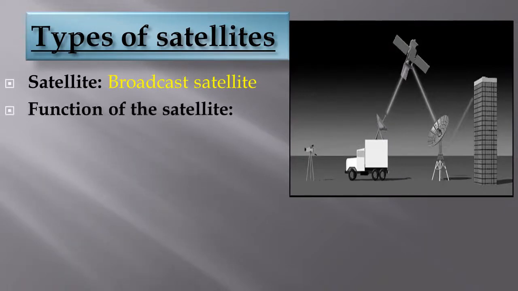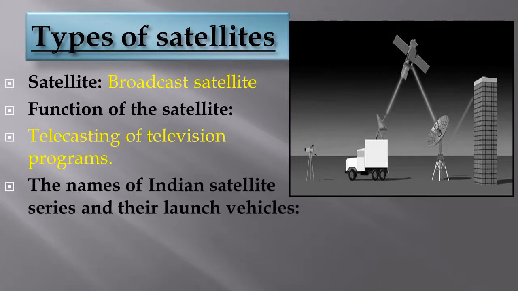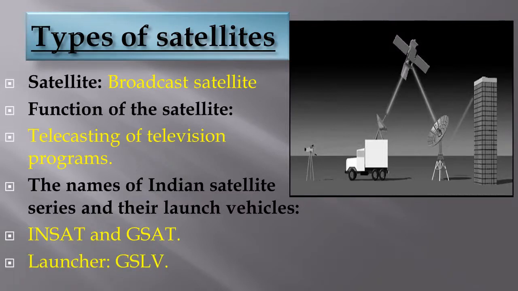And the third type of satellite is the broadcast satellite. The function of the broadcast satellite is the telecasting of television programs. And again here the Indian satellite series and launch vehicle are the same, that is Indian National Satellite and Geosynchronous Satellite, and the launch vehicle is Geosynchronous Satellite Launch Vehicle, that is GSLV.